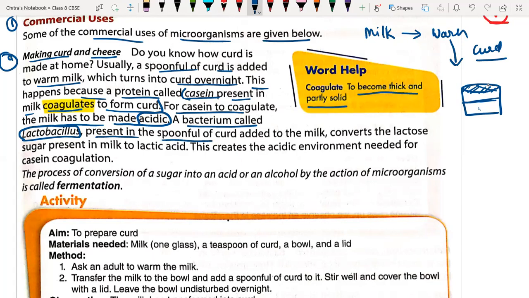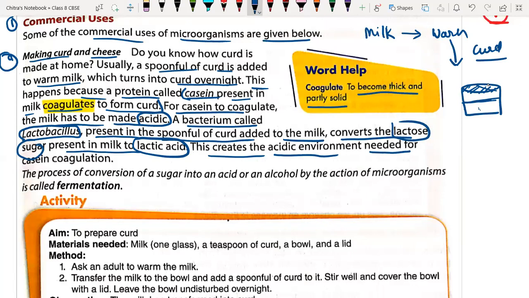Present in the spoonful of the curd added to the milk, it converts the lactose. Here we have the process that lactose sugar present in the milk turns into lactic acid with the help of lactobacillus. This creates the acidic environment needed for casein coagulation. So casein is the protein present in milk, which is coagulated with the help of lactic acid, and lactic acid is formed by the lactobacillus from the lactose sugar.